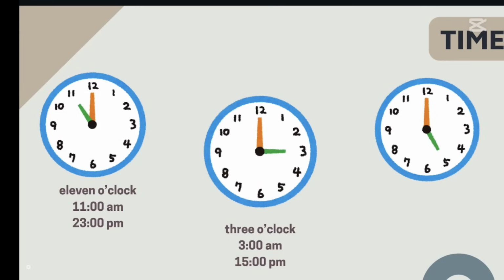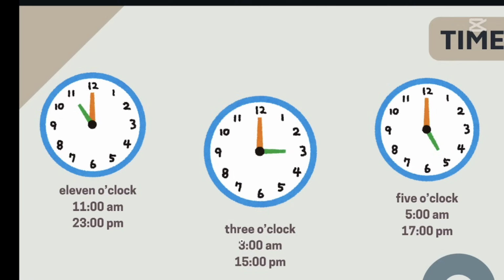So here, we have 3 o'clock. So 3, again, THREE. So 3 o'clock. So we write 3:00 a.m. or 15:00 p.m. So this is 15. This also stands for 3, for 3 p.m.